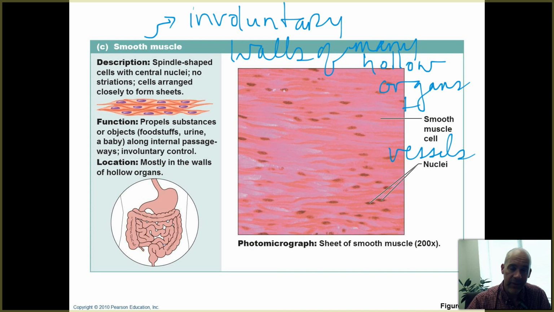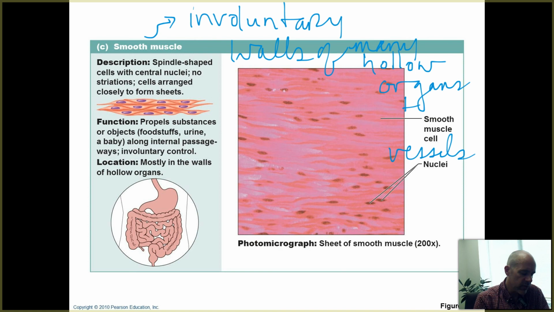The uterus, you've got smooth muscle cells in the walls of the uterus to contract when you need to squeeze a baby out during childbirth. So major organs, whenever any type of contraction or squeezing has to take place, you're going to have this type of muscle. Smooth muscle is the type of muscle cells you will have there.